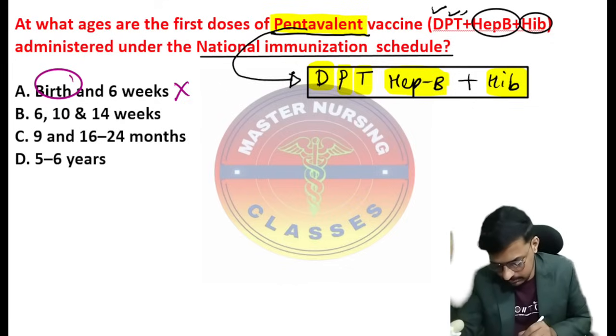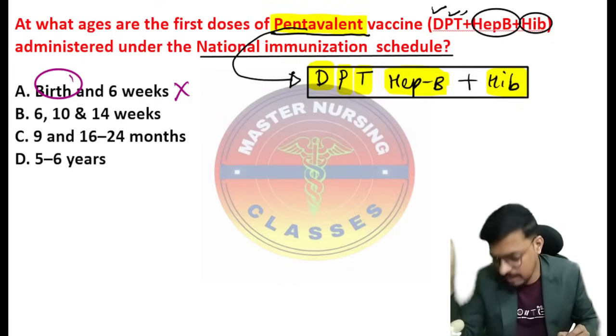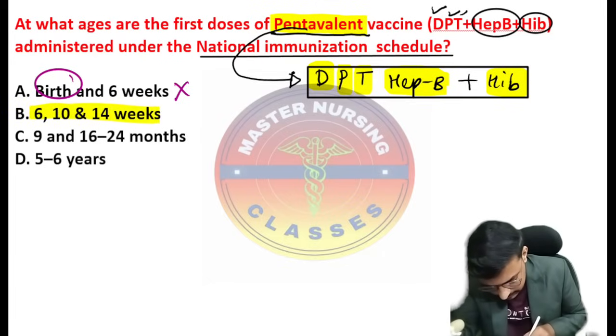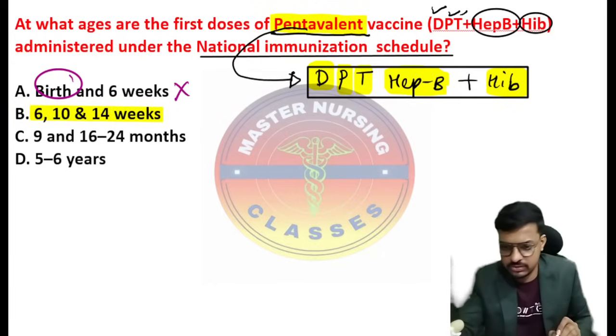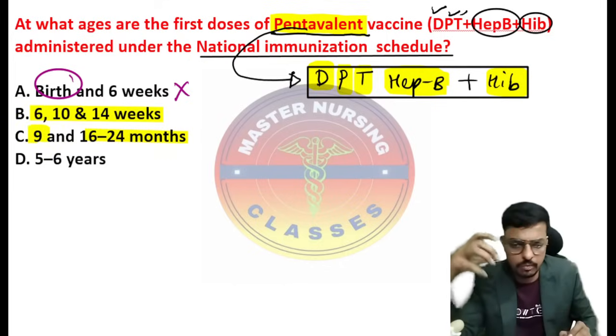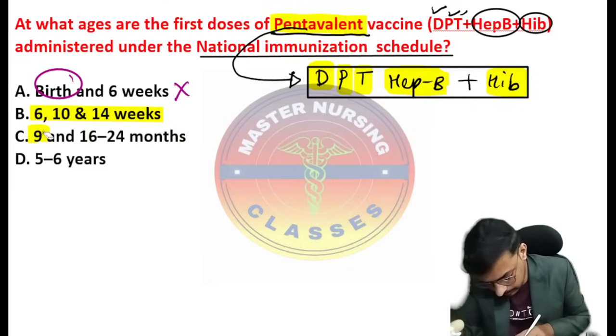Then comes the 6 week, 10 week, 14 week. Yes, almost all of you gave the correct answer. The schedule of the pentavalent vaccine will be the 6 week, 10 week and 14 week, right? So this is the correct answer. And the 9 month and 16 to 24 months, there will be the booster dose. I will discuss in detail so that you will come to all the clarification.